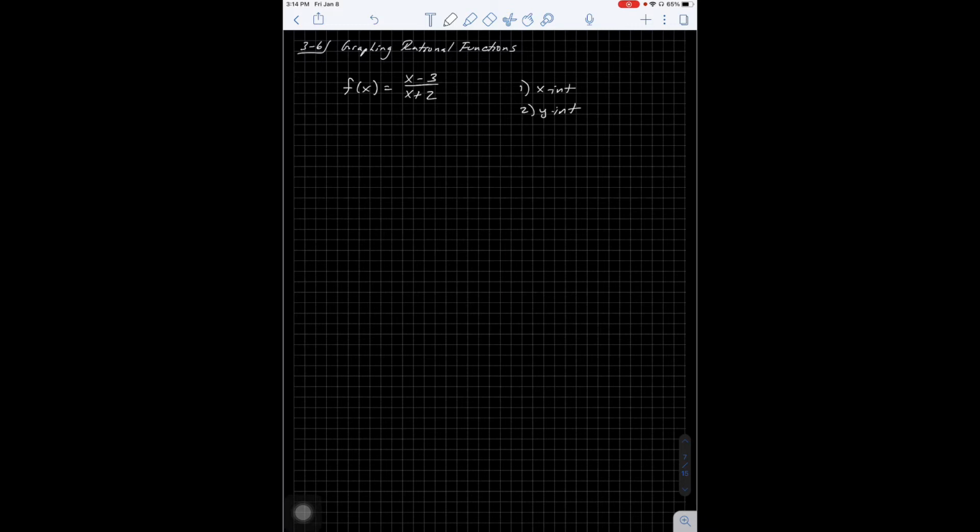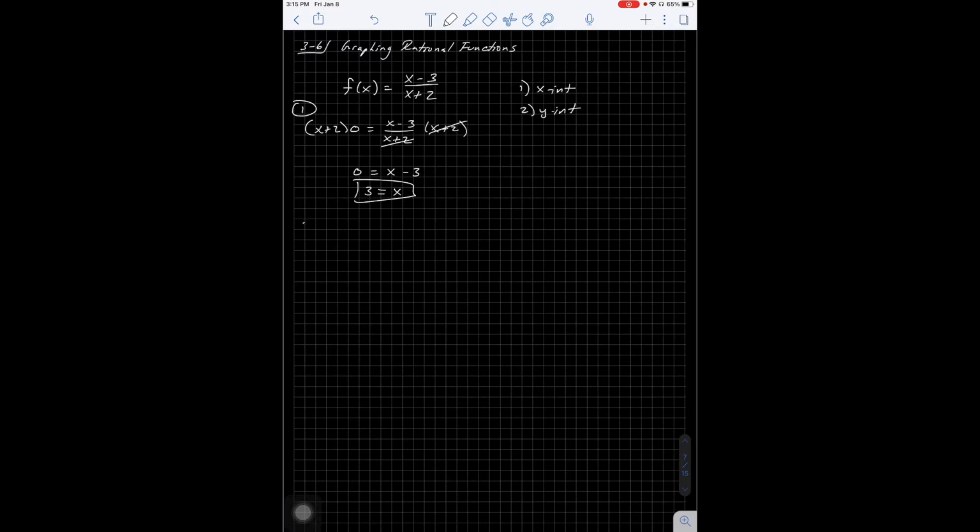So x-intercepts, the plan is not changed. You need to plug in 0 for y. So we plug in 0 here. And you can clear your fractions by multiplying through by your denominator. These cancel. I get 0 on the left. And when I solve this, I'm going to add 3 to both sides. So I'm going to get x equals 3. That's going to be my x-intercept.